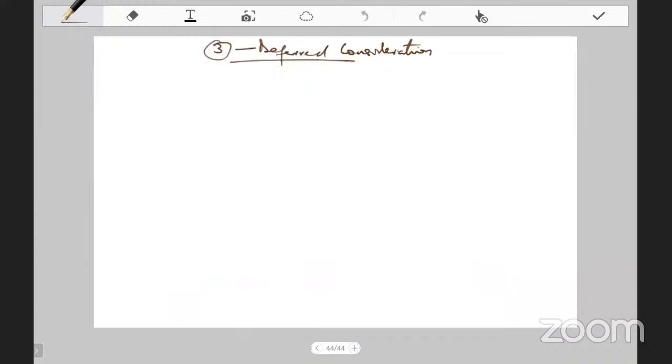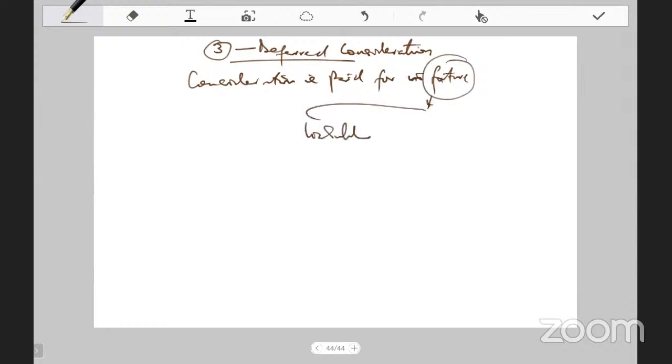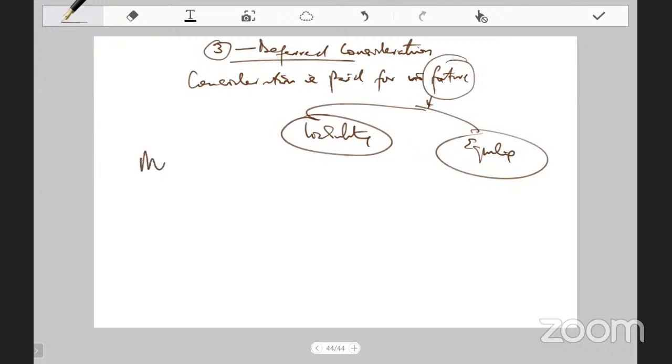You are telling somebody that I want to buy your company, and the consideration is paid for in future. I want you to underline that. And that future is either in form of liability or in form of equity. Now, if you are telling somebody that I will be paying you in future, what would be the basis of measurement?